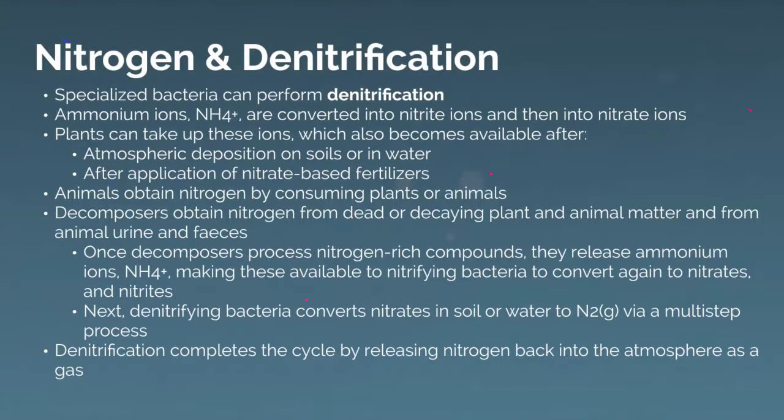Decomposers obtain nitrogen from dead or decaying plant and animal matter and from animal urine and feces. Once decomposers process nitrogen-rich compounds, they release ammonium ions, making these available to nitrifying bacteria to convert again to nitrites and nitrates. Next, denitrifying bacteria convert nitrates in soil or water to nitrogen gas via a multi-step process. Denitrification thereby completes the cycle by releasing nitrogen back into the atmosphere as a gas.